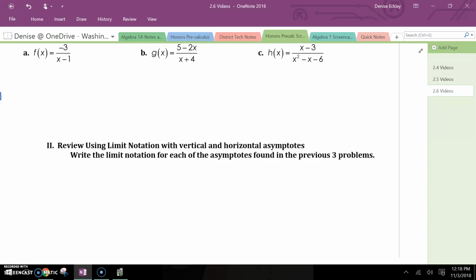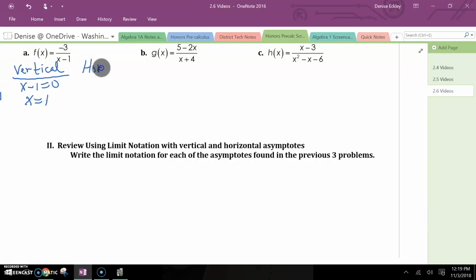So I've given you 3 different rational functions. We're going to find the vertical and horizontal asymptotes in part 1, and in part 2, we're going to write the limit notation. So starting with letter A, let's find the vertical asymptote. We do that by finding what makes the denominator undefined. So we'll set the denominator equal to 0, and when we set x minus 1 equal to 0, we get a vertical asymptote of x equals 1.